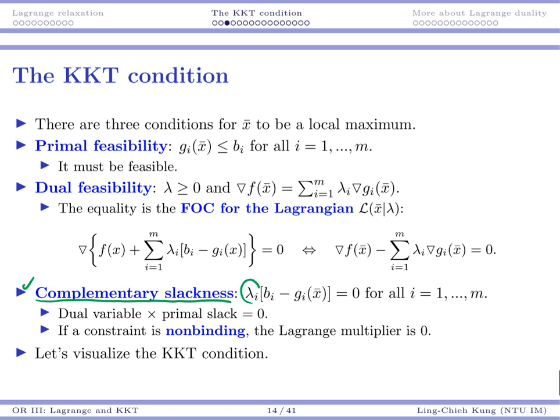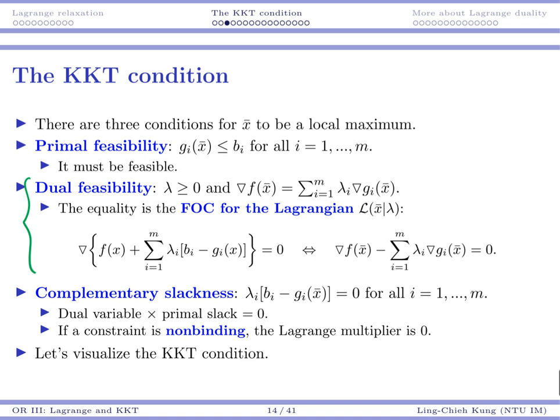So your dual variables and their associated primal slack, their product should be 0. Okay? So that means if you have a constraint which is non-binding at your proposed solution, that corresponding Lagrange multiplier must be 0. Or the other way, if your Lagrange multiplier is positive, that constraint must be binding. Okay, so that's also something you need to satisfy.